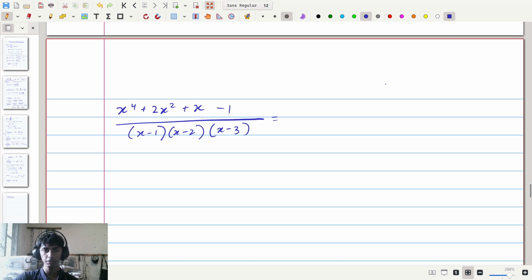So to do this one, the first thing we have to do is compare the orders of the numerator and the denominator. Comparing the two, this is order 4 and this is order 3 because there's 3 factors.